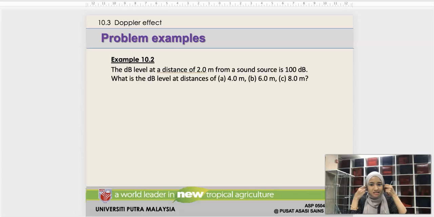Okay, so we have our next example, the dB level at a distance of 2 meters from the sound source. So this is our sound source, and then it's saying 2 meters. It can be anywhere that is 2 meters.